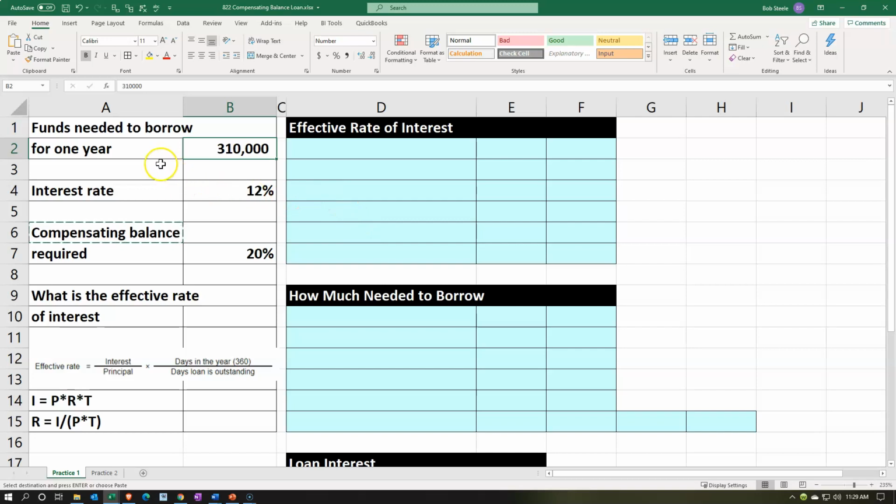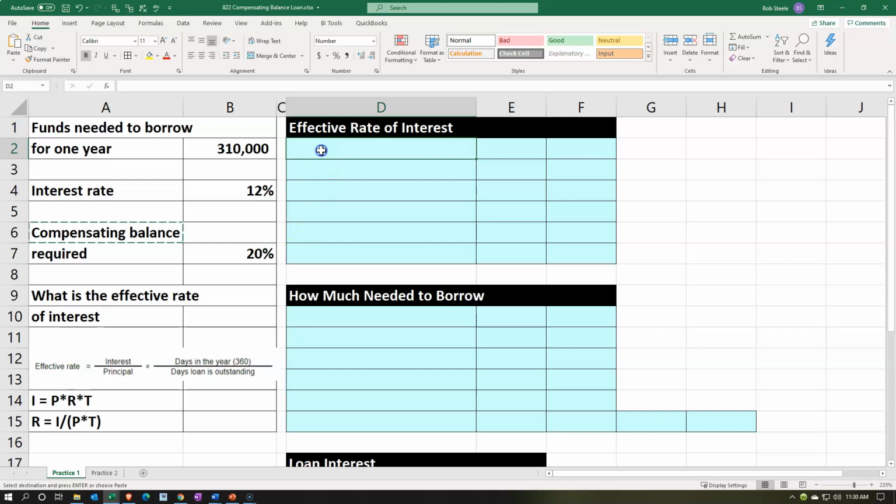So let's imagine this situation. We have the funds needed to borrow, meaning we have a company that wants to actually use $310,000. And the interest rate that's being offered is 12%. There's a compensating balance of 20%, meaning that whatever loan is taken out, the company will then have to take 20% of it and basically not use it, right? It's going to have to be sitting in the account as security for the loan itself. So then we're going to think about what the effective interest rate is. You can't simply take the 310,000, because we want to actually use 310,000, right? So what we need to do is figure out how much we're going to take out so that the 20% will leave us with 310,000 that we can actually use.